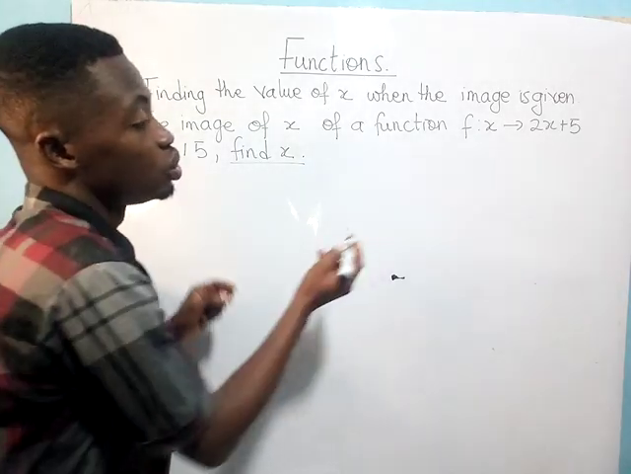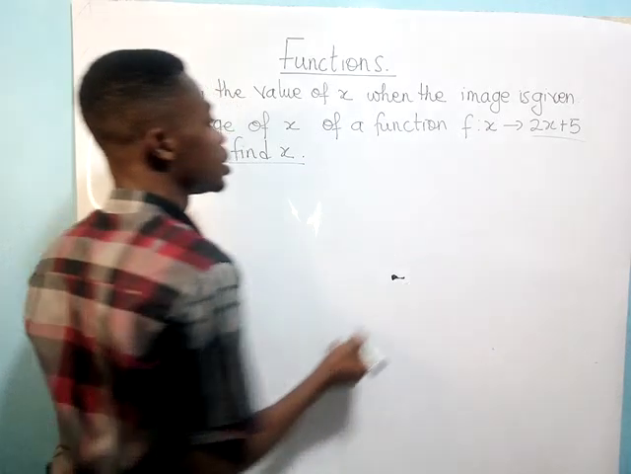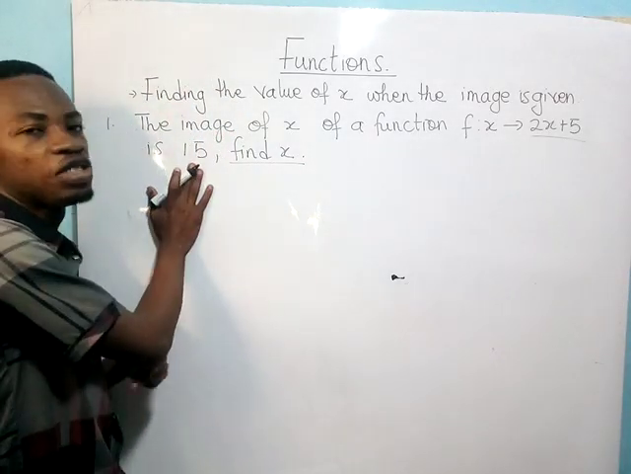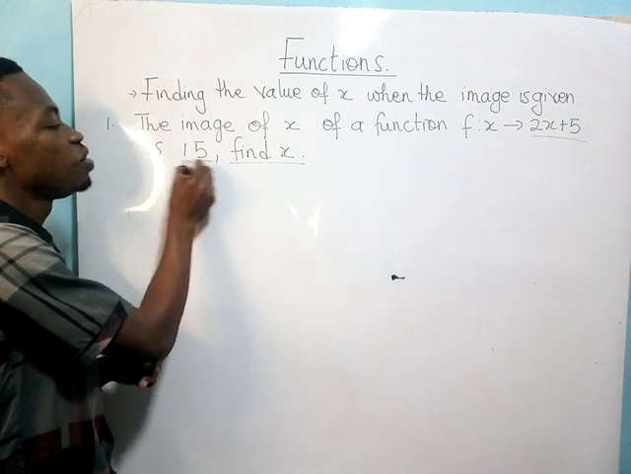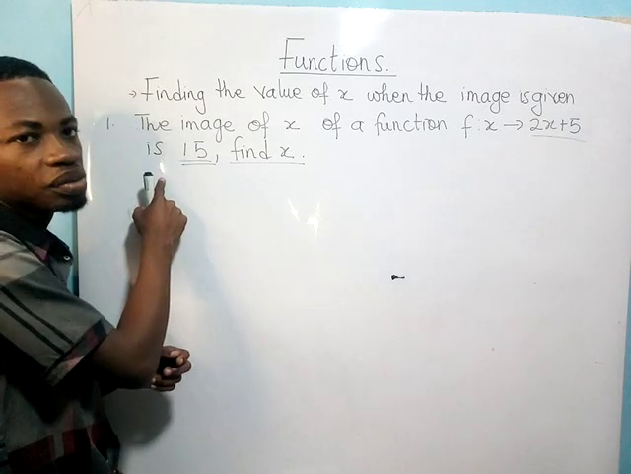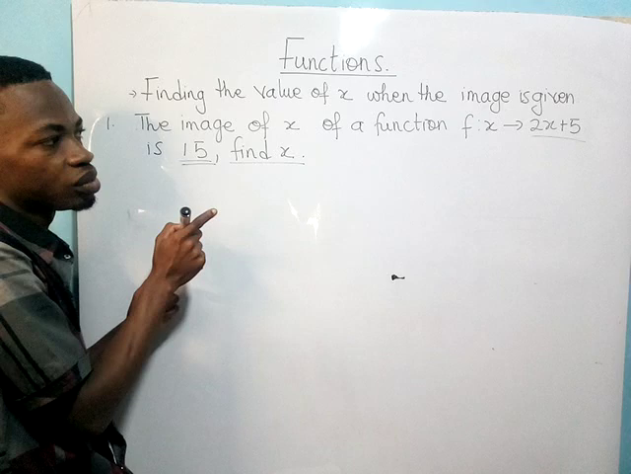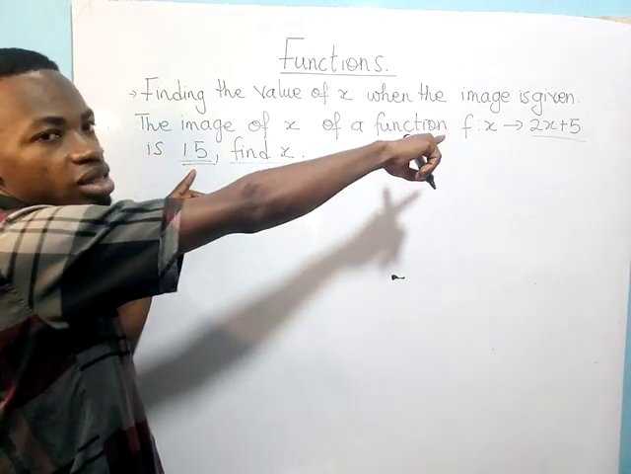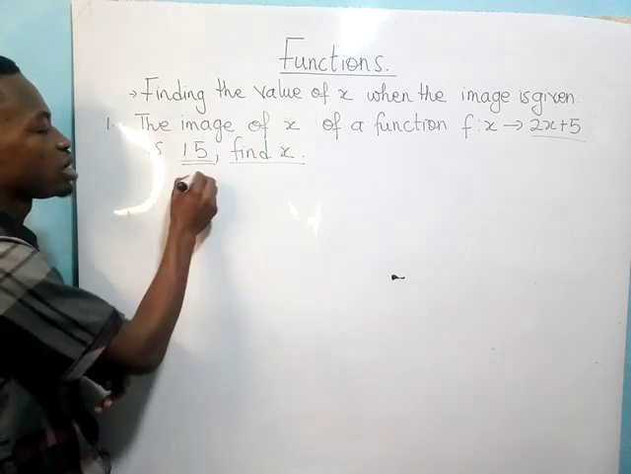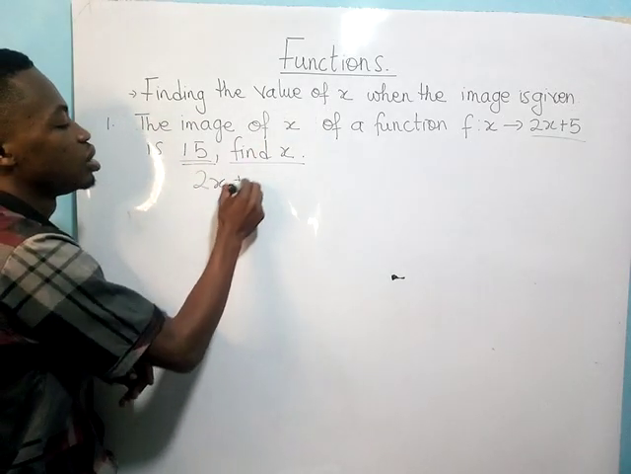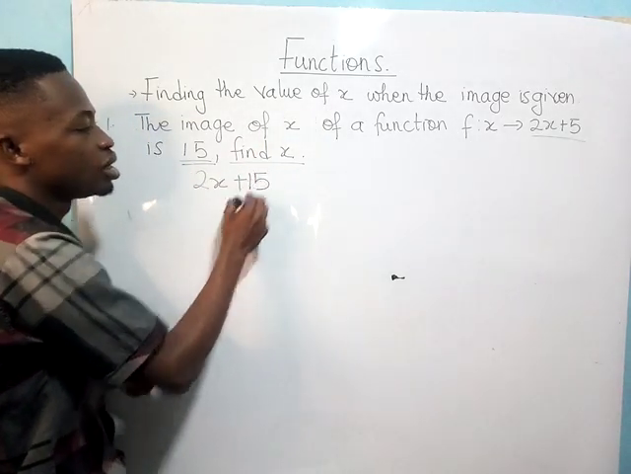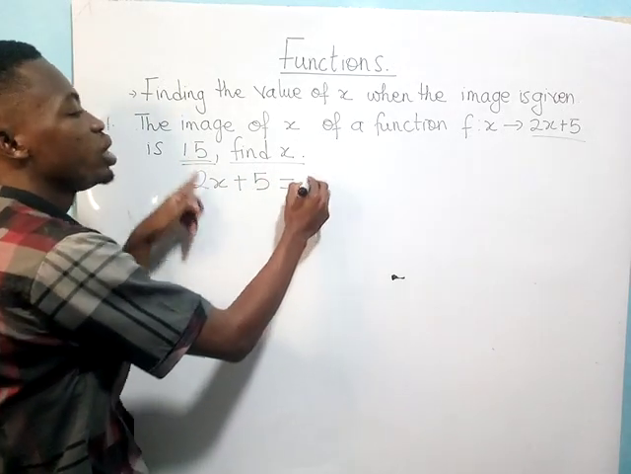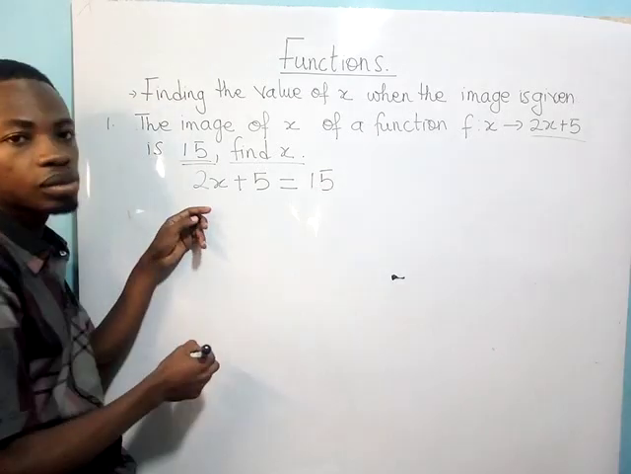So here this is what you do. You equate the given function to 15. Here the 15 is the y value. So get it very well. It means the 15 here is not the value of x. So this is what we do. We equate our function, 2x plus 5, to the 15.